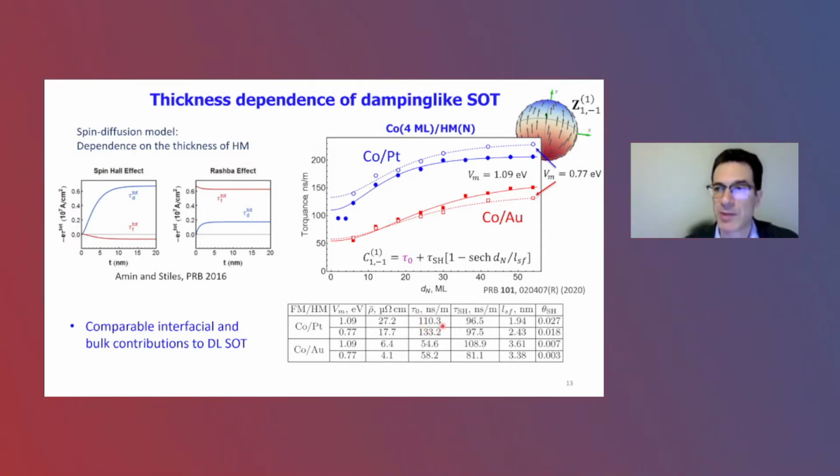So this means that there are mechanisms that are not reduced to the bulk Spin Hall effect that can generate damping-like spin-orbit torque in a bilayer. The results for the Spin Hall angle and the spin diffusion length are generally in the range seen in an experiment.